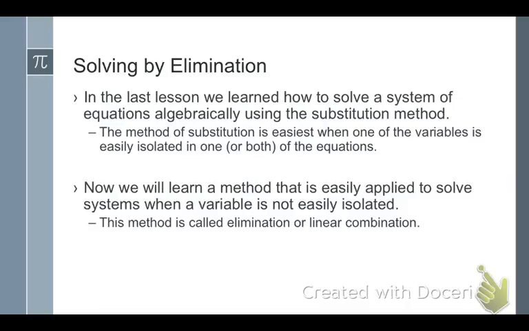So when we say linear combination, like you see at the bottom of the slide here, what we mean is you're multiplying an equation by a number and multiplying another equation by a number and then adding them together to combine them. Linear meaning you're multiplying by a constant.